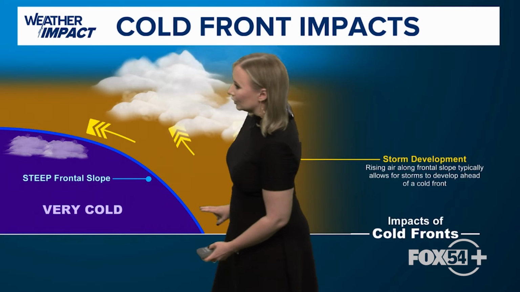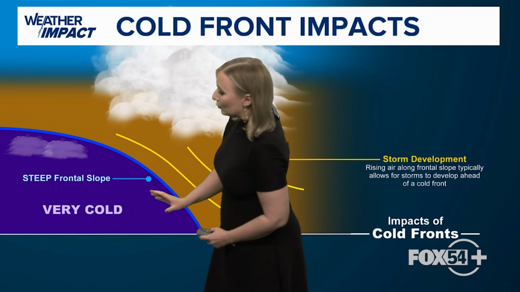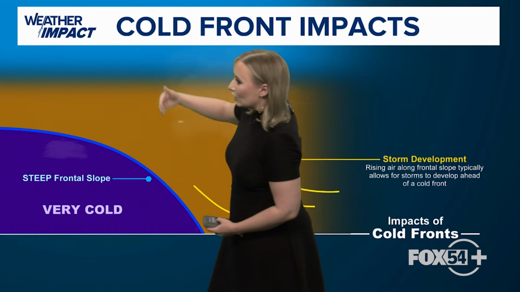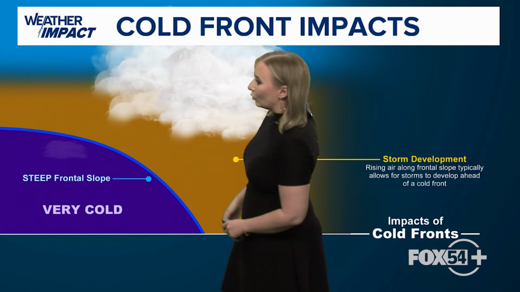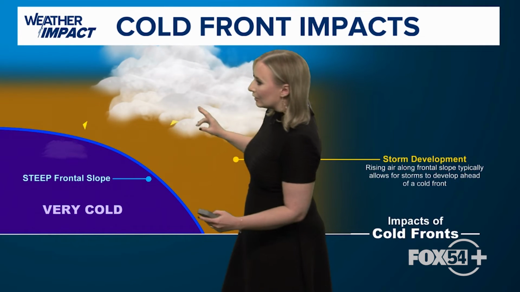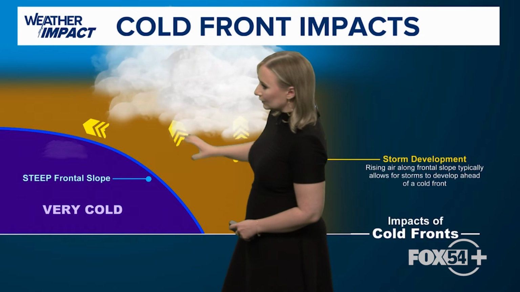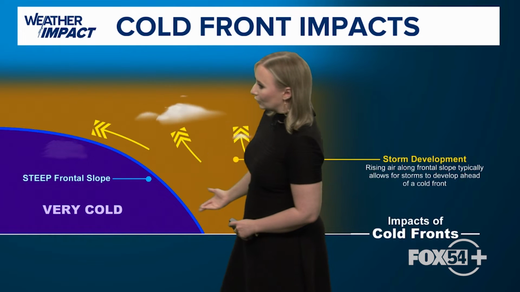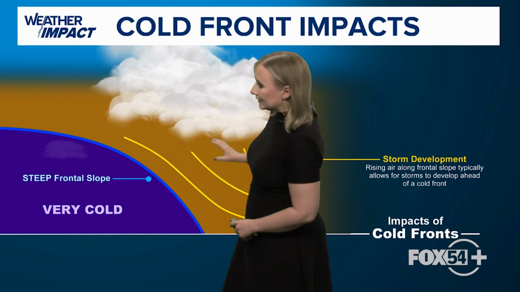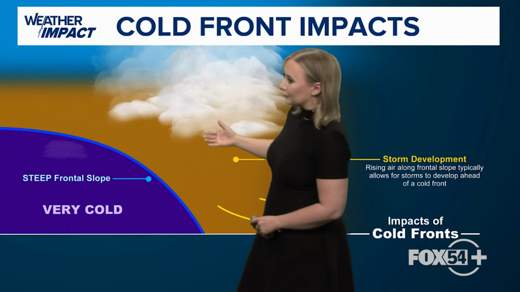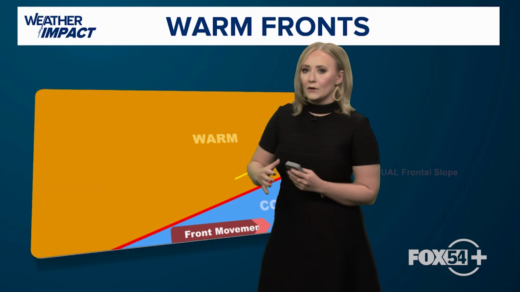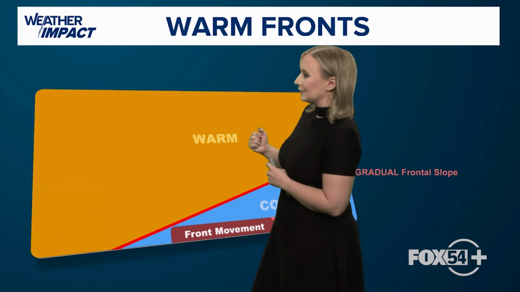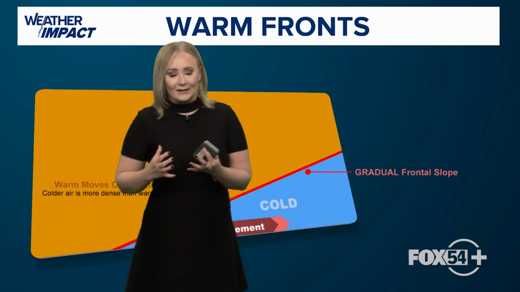Like I mentioned earlier, we've got that steep frontal slope with the colder air back behind it. We'll usually see some type of storm development out ahead of that cold front as the cold front clashes with the warmer air. So we've got rising air along that cold front, and it's typically going to allow for storms to develop out ahead of a cold front due to the clashing of those two different types of air masses. So let's talk about the difference in warm fronts.